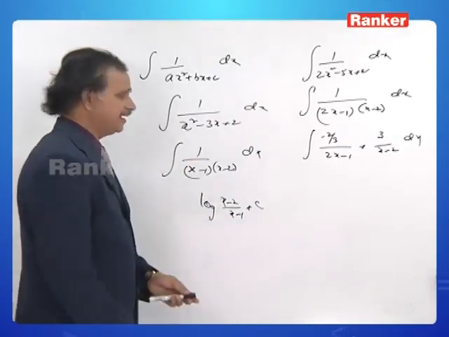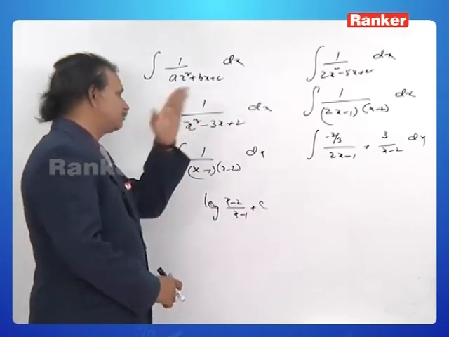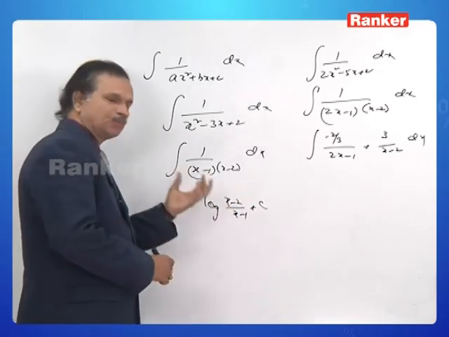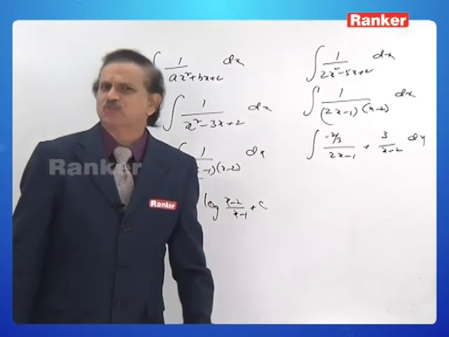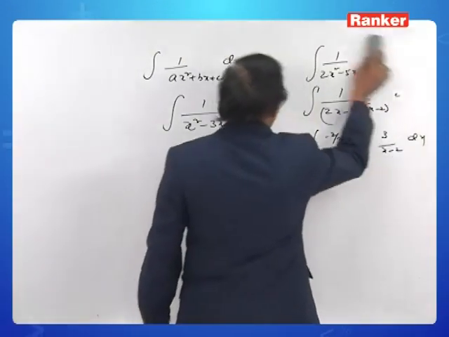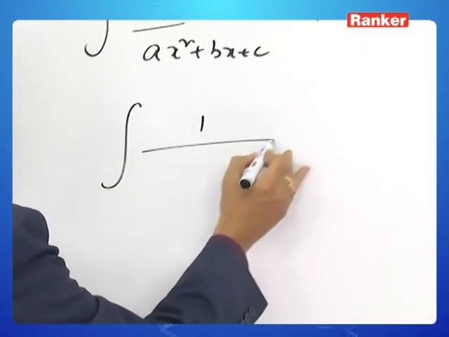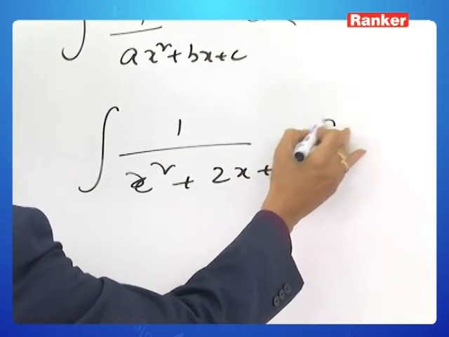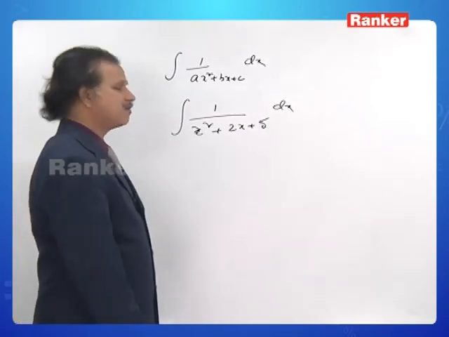So in this method, the first pattern is a reducible quadratic. That is that quadratic form which can be split into two factors. If it is reducible, we can split into partial fractions and thereby we integrate it. Well, what happens when it cannot be reduced? 1 by x square plus 2x plus 5. Can you split this? No, it's not reducible.